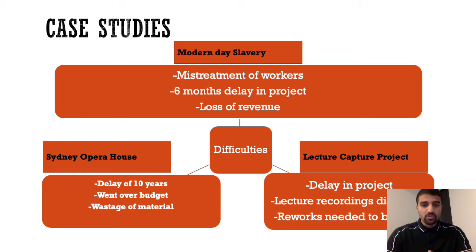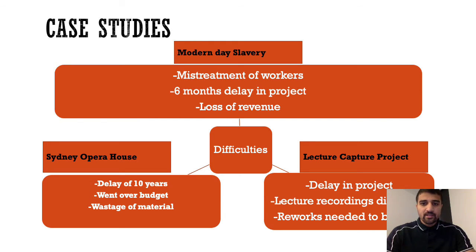The first one was a project where Filipino workers were being mistreated, and this caused a case of modern day slavery. This in turn caused the CFMEU to intervene and put a halt to the project. The main subcontractor that was responsible for this, DUE stonemasonry, was prosecuted and fined heavily, as well as the developer was prosecuted as well. This in turn caused a 6-month delay in the project, which caused a loss of revenue.